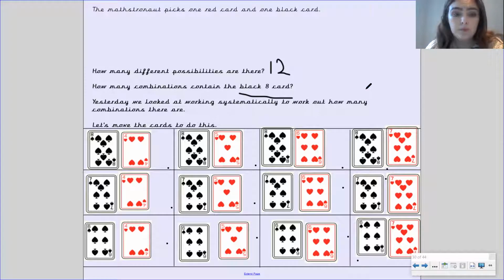And now we need to have a look at how many combinations contain the black 8 card. So pause the video and find all of the combinations that contain the black 8 card. So we're only looking for the ones that contain the black 8. We've got a black 8 here, here, here, and here, which means we've got 1, 2, 3, 4 combinations there. Well done if you got those answers.